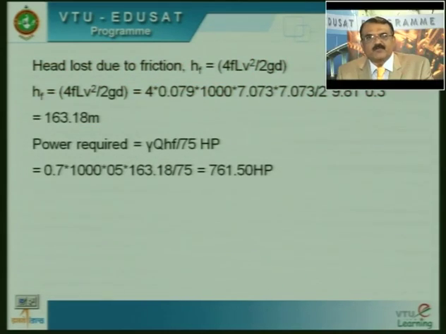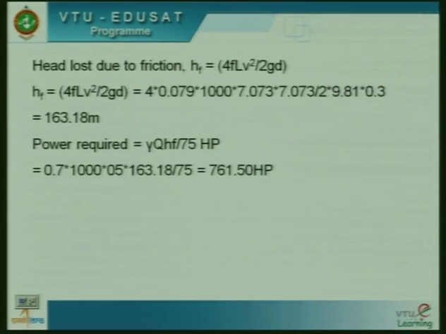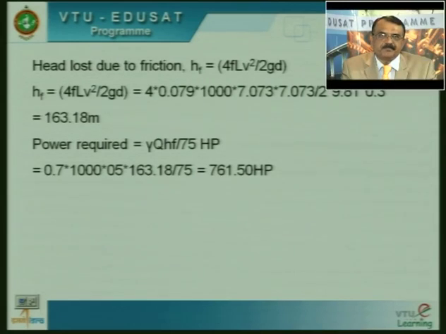Look at this, 4f L v square by 2 g D. Just now we calculated the value of F, substitute that. 4 into 0.079 into L, which is 1000 meters, and V is 7.07 squared, divided by 2g constant into diameter, which is 0.3. Therefore, HF is equal to 163.18 meter. So, that is the loss of head in the given problem.